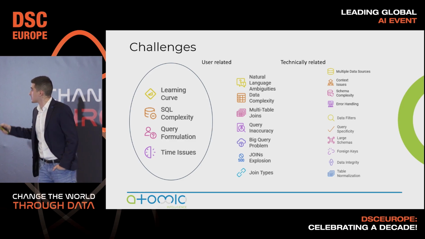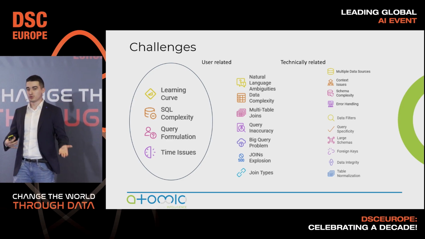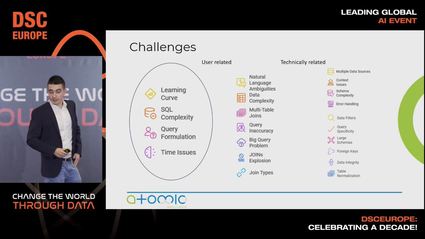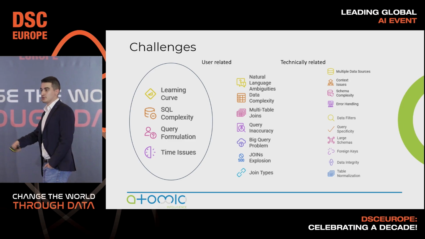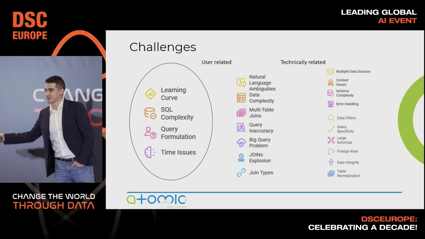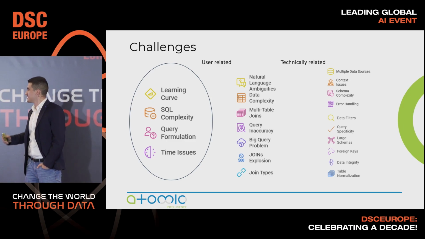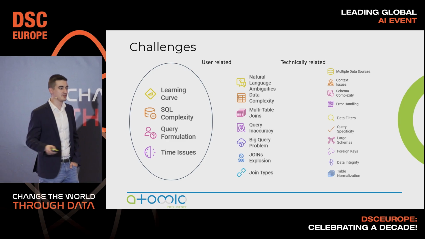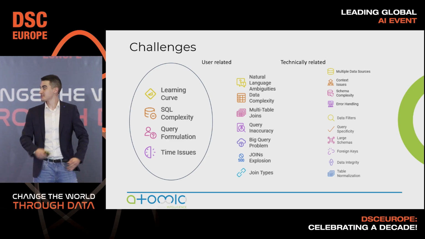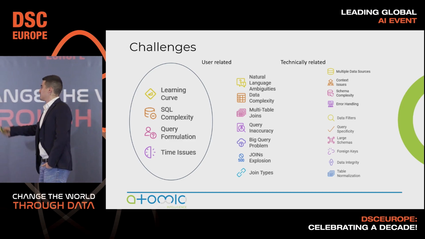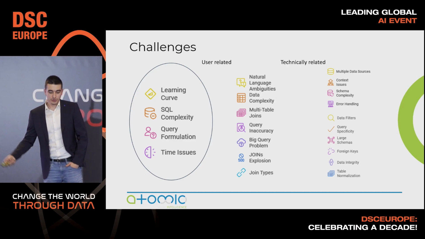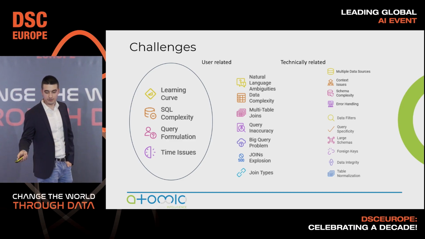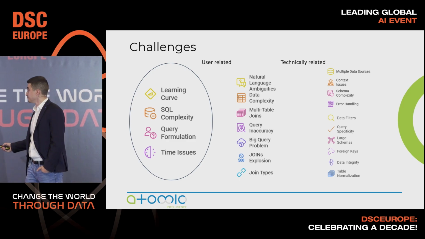So here in the middle, we can see some of the challenges which are both user and technically related, and these include natural language ambiguities. As the presenter before discussed, natural language is ambiguous, and the same thing can be said in different manners. Next up, data is complex, there are multi-table joins, queries can get quite inaccurate, we can get join explosion.